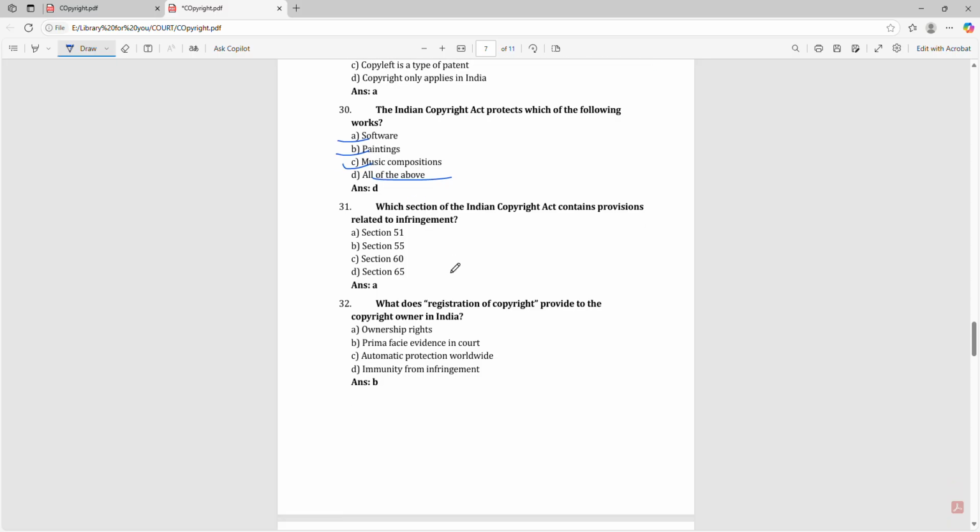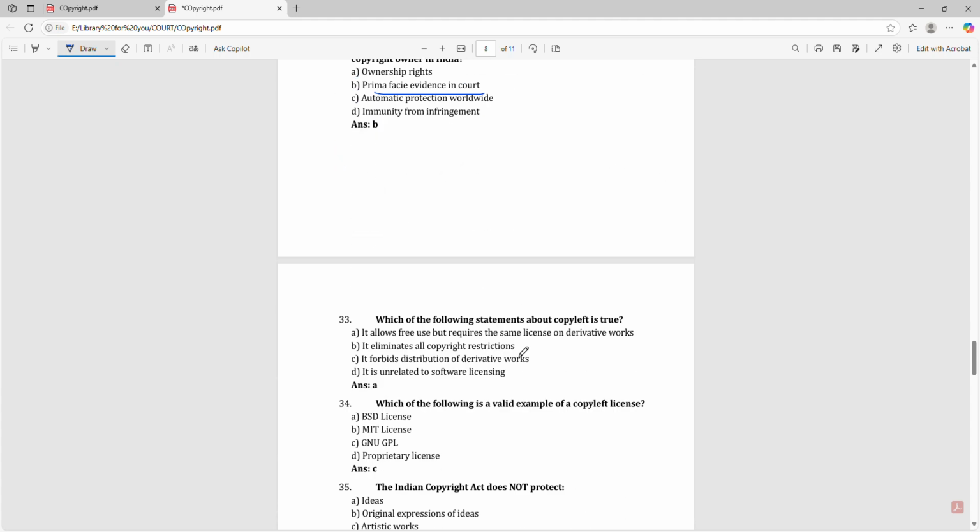Which section of the Indian Copyright Act contains provisions related to infringement? That is section 51. What does registration of copyright provide to the copyright owner in India? Prima facie evidence in the court. Which of the following statements about copyleft is true? That is, it allows free use but requires the same license on the derivative works.